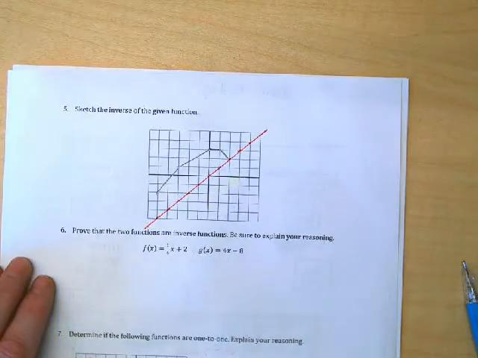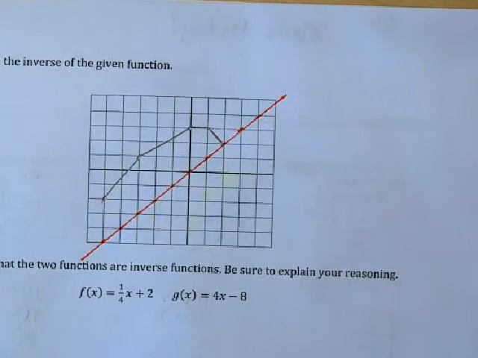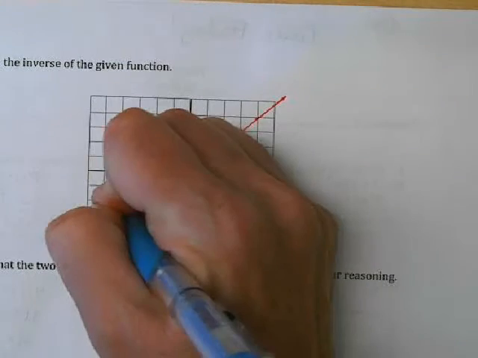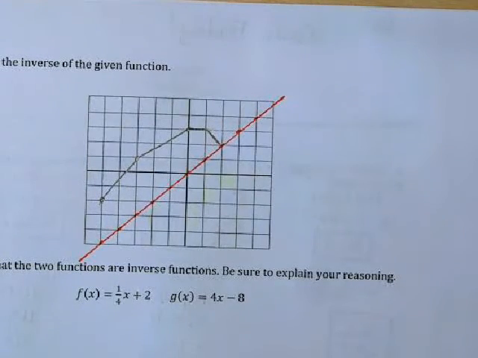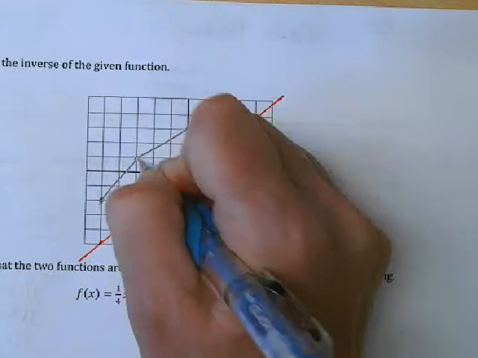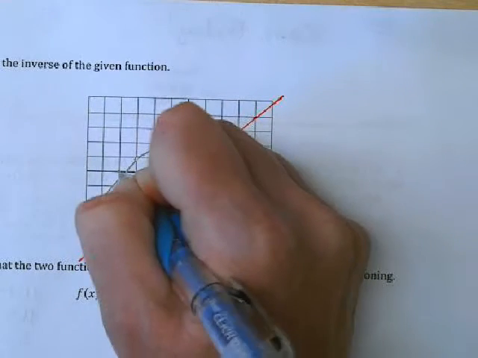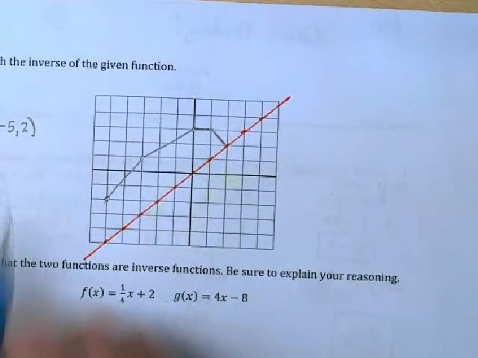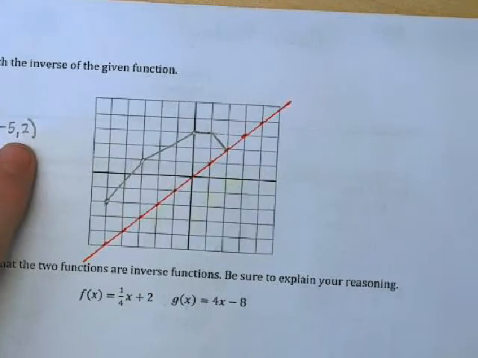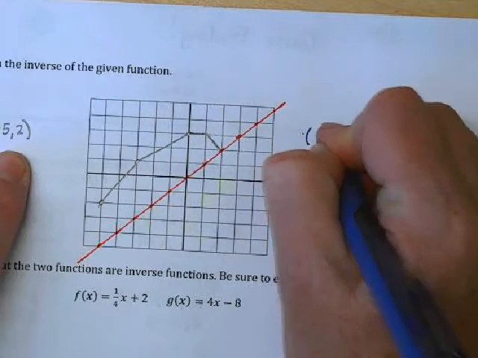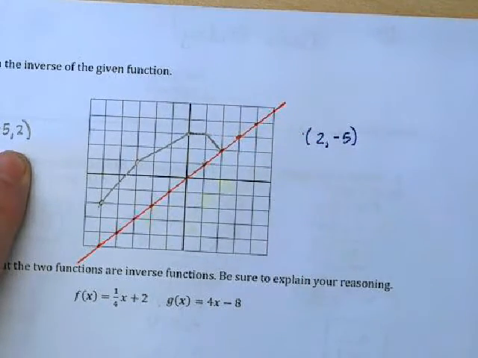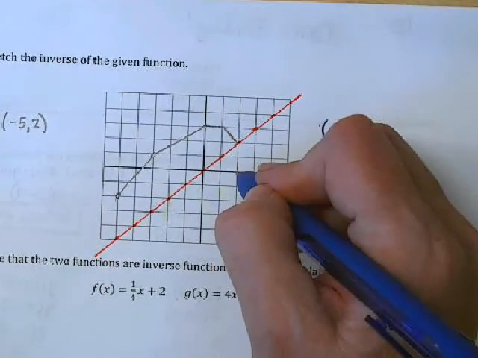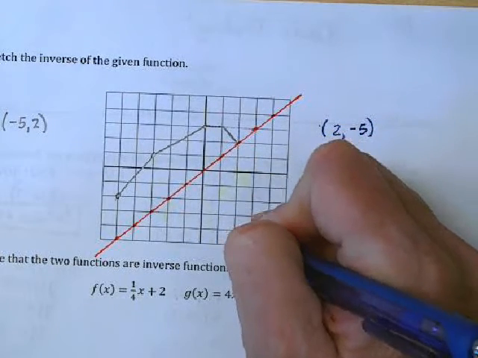Now, some of you guys are really good at seeing how these things are going to reflect. A lot of us are not really good at that. So if you're artistically challenged, as I am, I want you just to get some points. So this is 1, 2, 3, 4, 5, -5, -2. Then I'm going to flip it. So this is the original. That point will go to 2, -5 on the inverse.